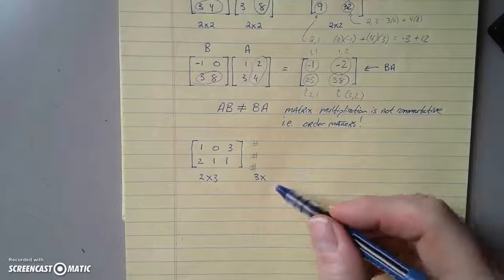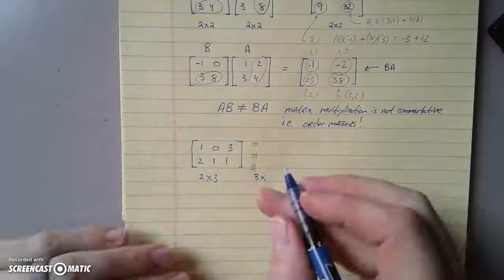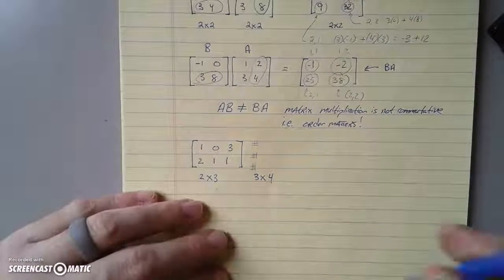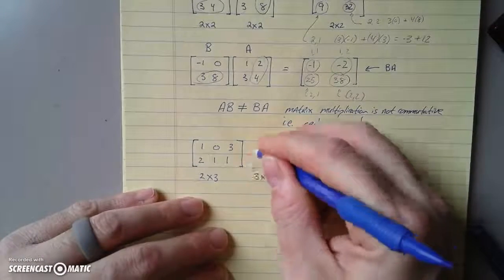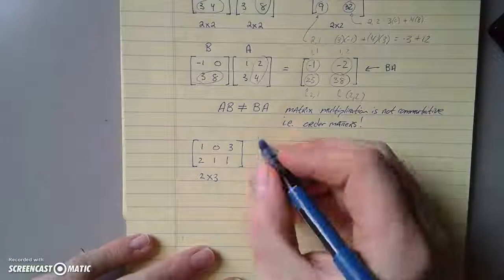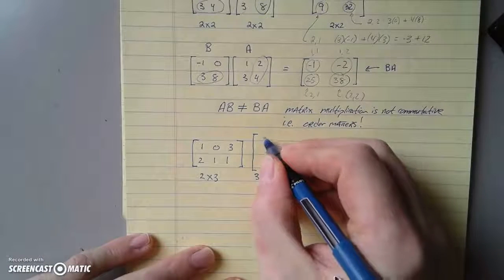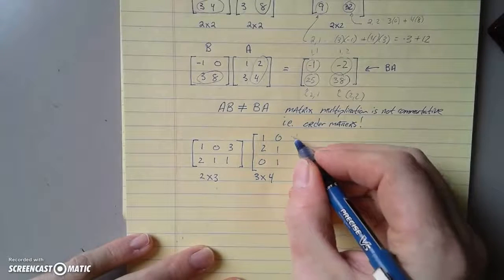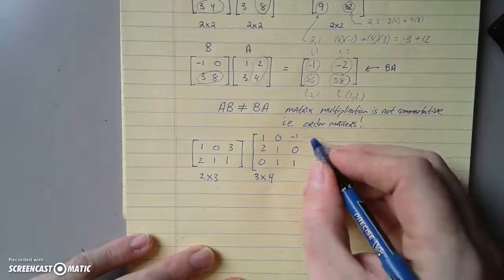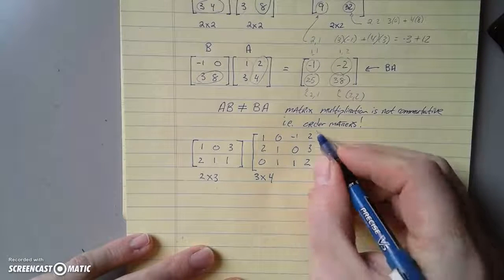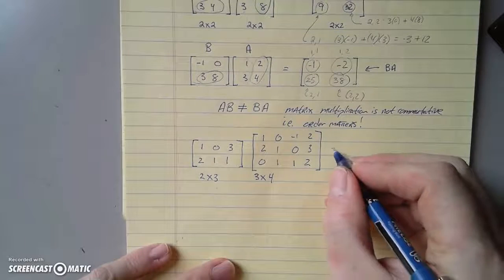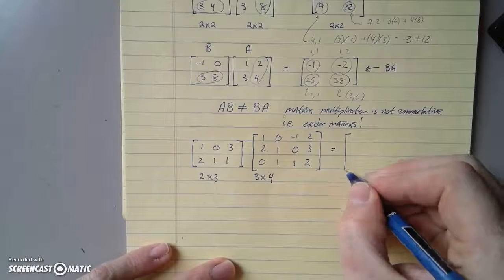Now, it doesn't actually matter what the second number is. Let's pick another number, say 4, and show you how that works, and show you what the resulting matrix looks like. So let's do 1, 2, 0, 0, 1, 1, negative 1, 0, 1, and 2, 3, 2. This is a 3 by 4 matrix. You can multiply these. What are we going to get?